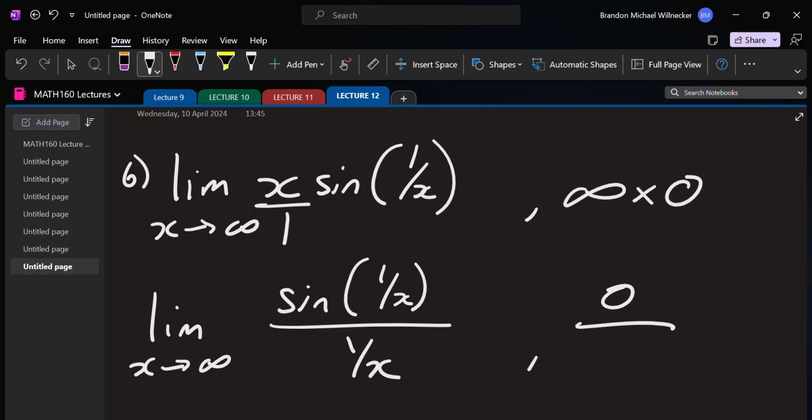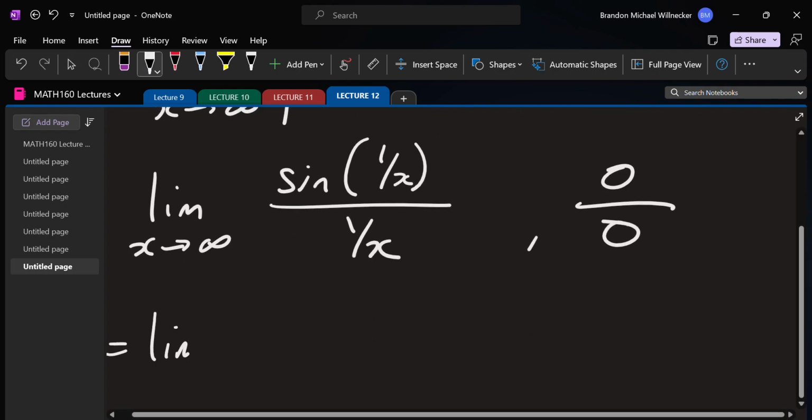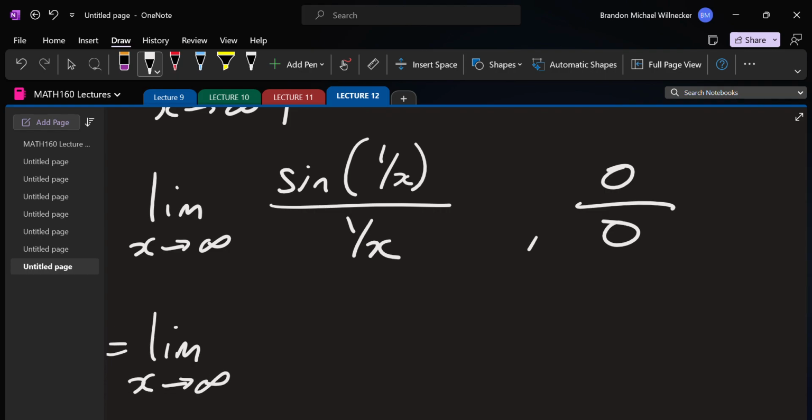Let's see what happens now with the limit. Again, in the top, the sine function is continuous, the limit can go inside. So 1 over x goes to 0, which means we have sine of 0, which is 0. So the top is 0. In the bottom, x goes to infinity, 1 over x goes to 0. Okay, 0 over 0, we can use L'Hopital's rule.